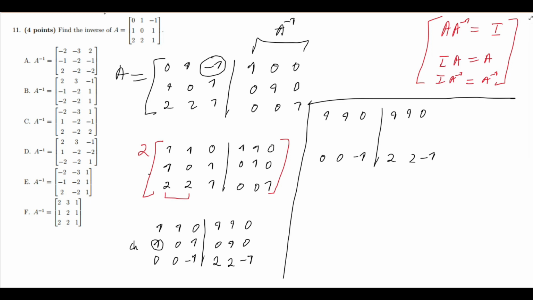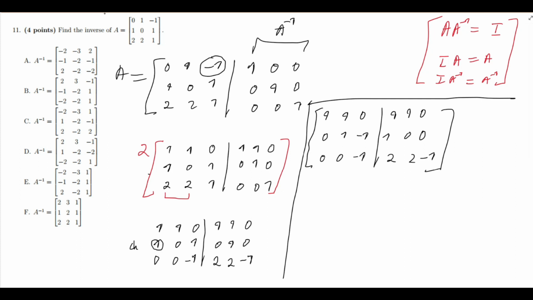So what are we doing? We're subtracting the first minus the second. 1 minus 1 will give us 0. 1 minus 0 will give us 1. 0 minus 1 will give us minus 1. 1 minus 0 will give us 1. 1 minus 1 will give us 0. 0 minus 0 will give us 0. Good. So we're gradually getting to the result.